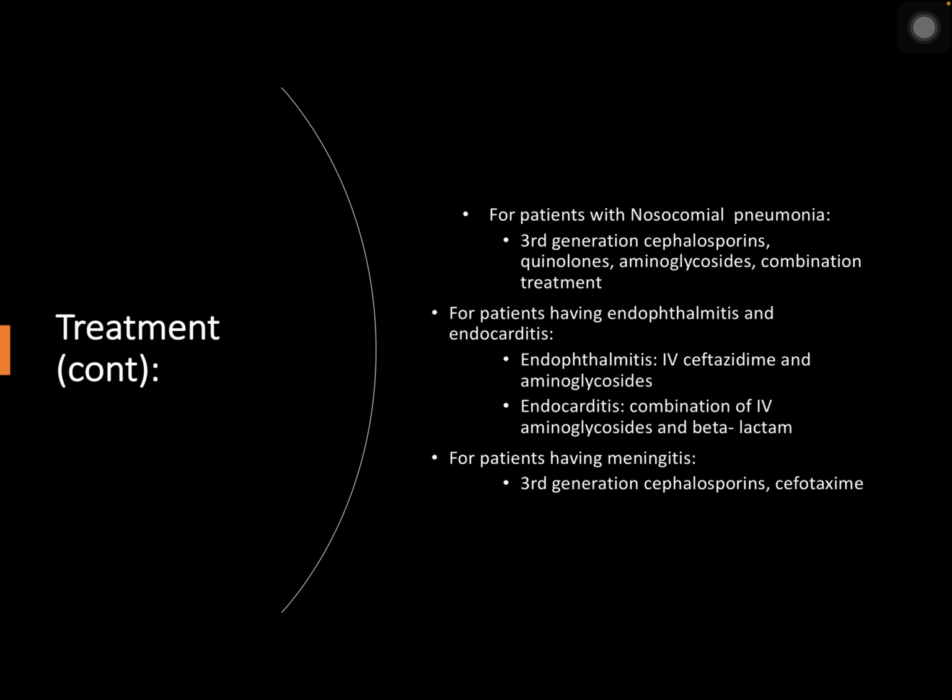For patients having endophthalmitis and endocarditis, which are really rare infections, if the patient has endophthalmitis, they could use intravenous ceftazidime and aminoglycoside to treat it. For patients having endocarditis, a combination treatment of intravenous aminoglycoside and beta-lactam could be used. And for patients having meningitis, they can use a third generation cephalosporin and also cefotaxime.